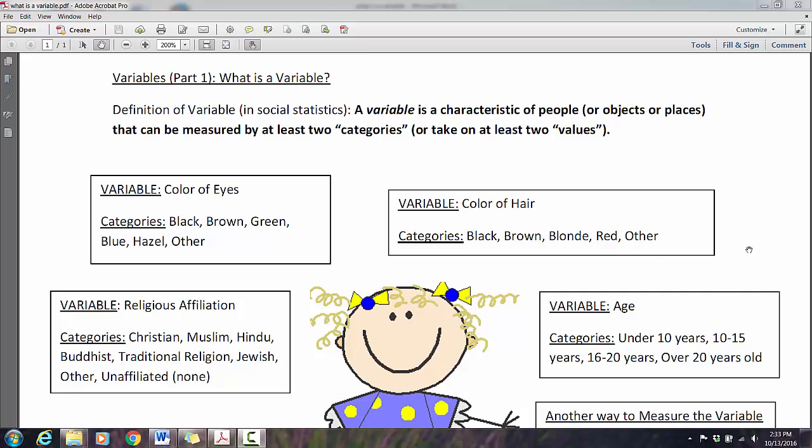One of the most important concepts we need to understand in the social sciences is the concept of a variable. Variables and the relationships between different variables are at the heart of most social science research. So in part one of this two-part series on variables, we will review the definition of the term, and we'll also give examples of variables and the categories that might be used to measure them.